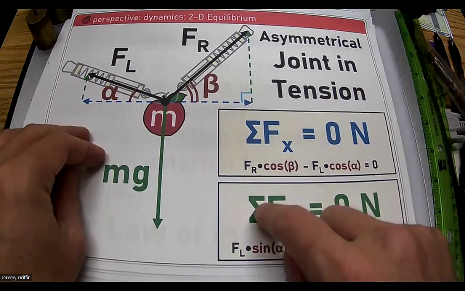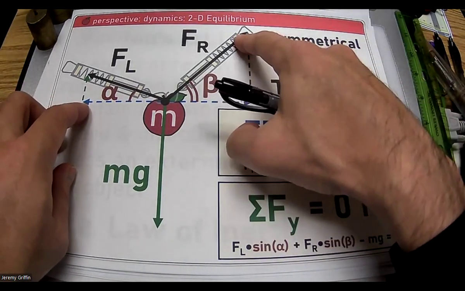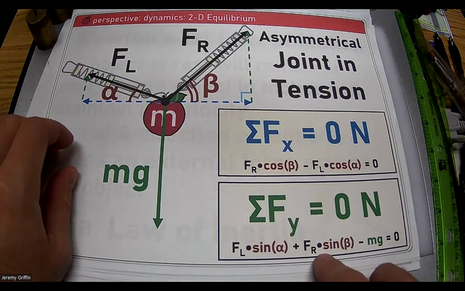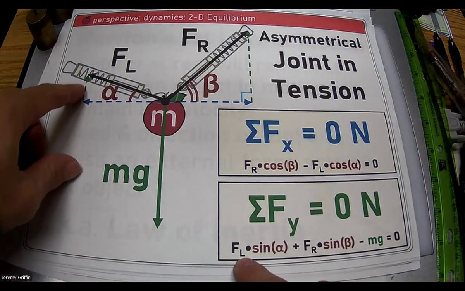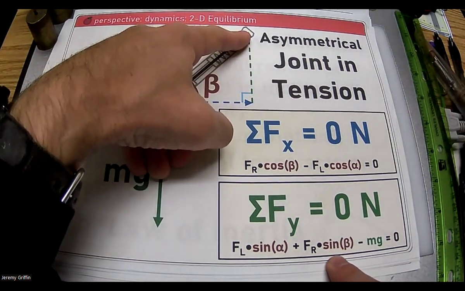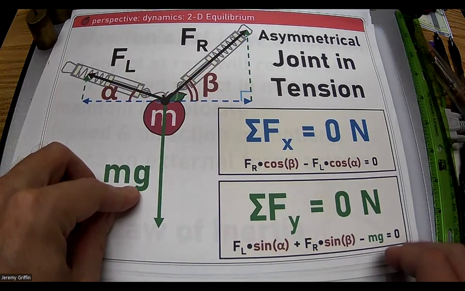Let's go green ink. The sum of the forces in the y direction goes to 0. So this up plus this up minus this down also zeroes out. And that's exactly what this says right here. Here's left force sine alpha pulling up there. There's right force sine beta pulling up there. And there's the weight pulling down, so I'm subtracting it. So up plus up minus down also zero.